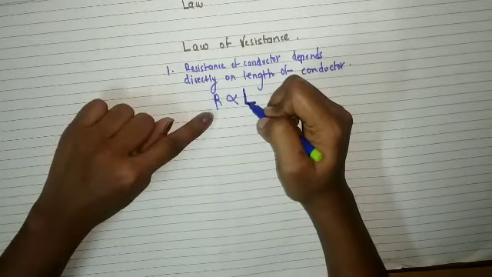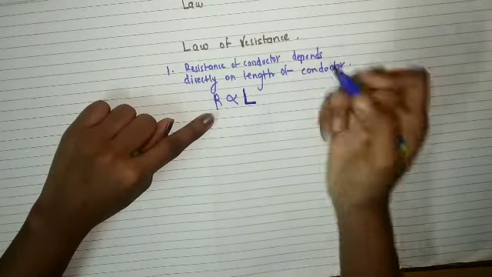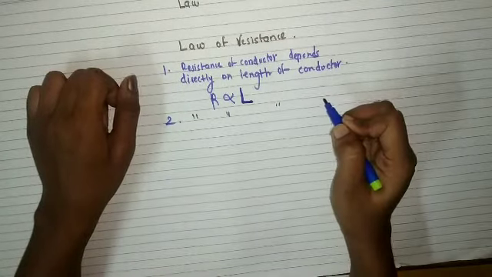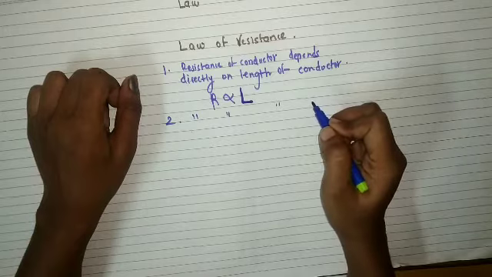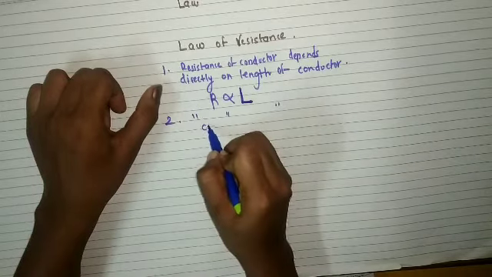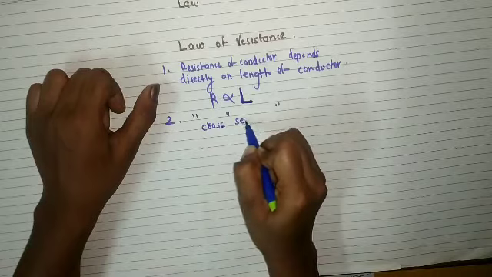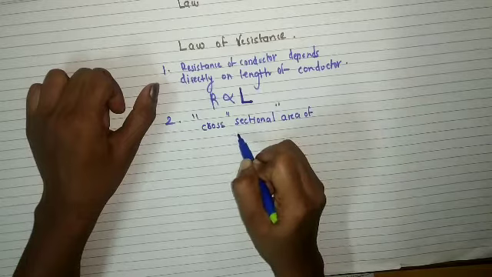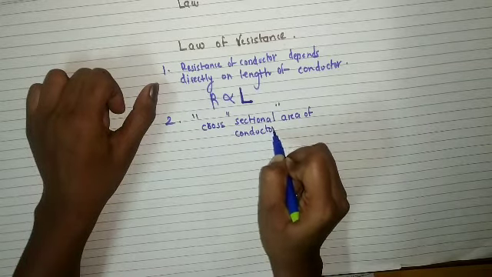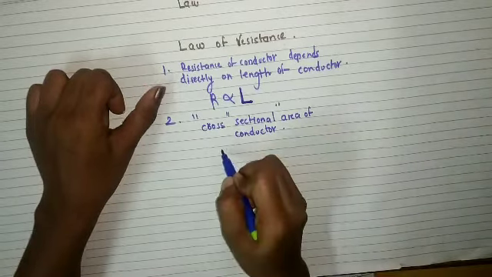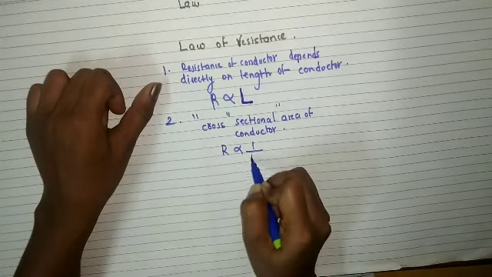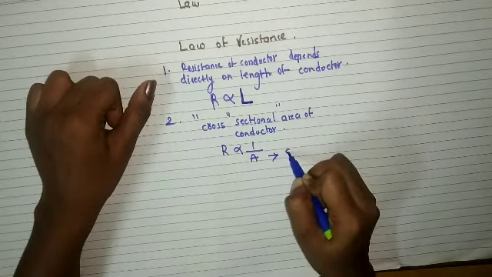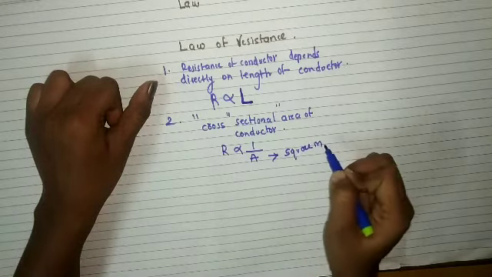So where R is resistance and L is length in meters. Now the second point: resistance of a conductor depends on the cross sectional area of the conductor. The relation is R is inversely proportional to cross sectional area, where A is the cross sectional area in square meter.